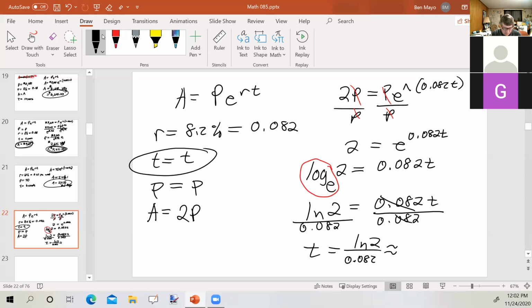The natural log of 2, close it up, divided by 0.082. And we get 8.45301, etc. And let's see what it says. It says they rounded to the nearest tenth. So if we round to the nearest tenth, the 5 in the hundredths spot would round up and we'd get 8.5 years. So given a population growth of 8.2% annually, it would take approximately 8.5 years for the population to double. Okay?